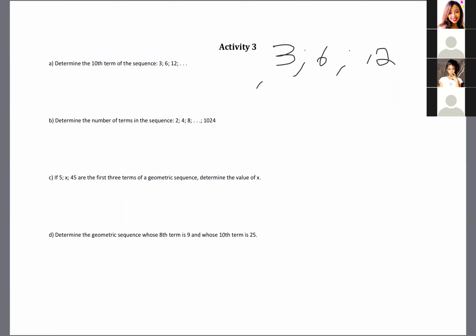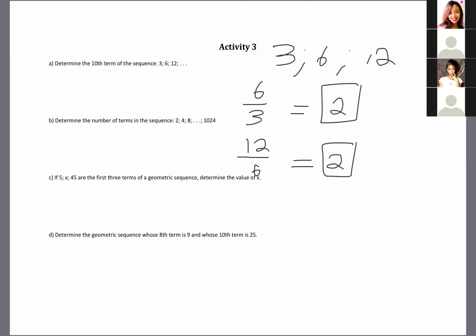You're going to say 6 over 3. This gives me 2. And then you say 12 over 6, which gives me 2. So I know that this is a geometric sequence because it has a common ratio, right? So automatically I know that my R is equal to 2. And then what's my A in this sequence? 3. Yes, it's going to be 3.